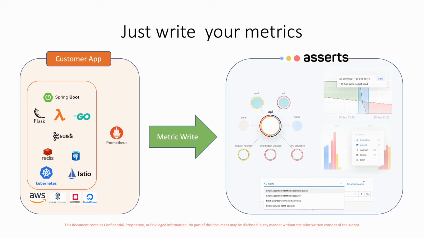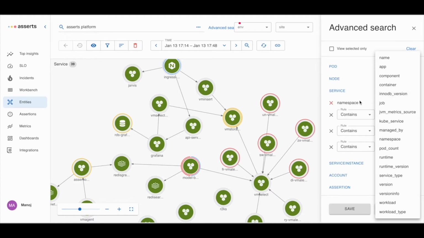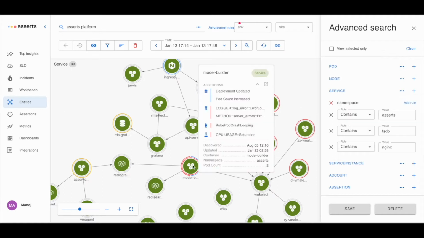By analyzing your existing apps and infrastructure metrics, Asserts discovers the entities such as pods, nodes, services, their properties, and relationships between these entities to build a knowledge graph. The discovery process constantly updates the graph while at the same time keeping a history to enable time traveling. For each entity, Asserts runs automated health checks to discover changes and problems. We call these checks assertions, and they remove much of the manual effort that goes into troubleshooting.